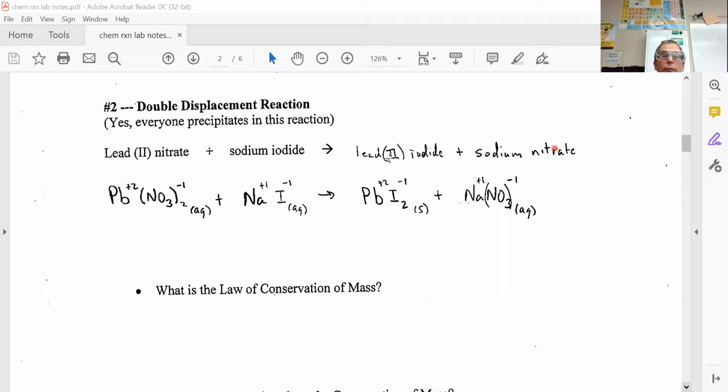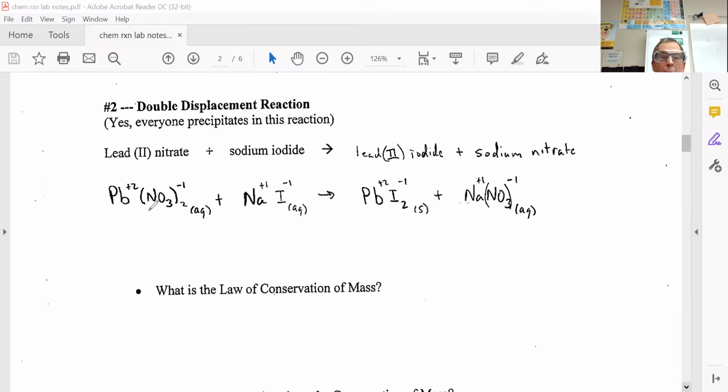I write the balanced chemical formula. Lead is +2, NO3 is -1, so I need to balance that with a 2. Na is +1, I is -1, so that's balanced. Notice lead is +2, I is -1, so I put a 2 there. I have to adjust the number of I's based on the lead, and Na is +1, NO3 is -1, so that's balanced. Okay, so balance your chemical formulas first, then go back and balance the equation.